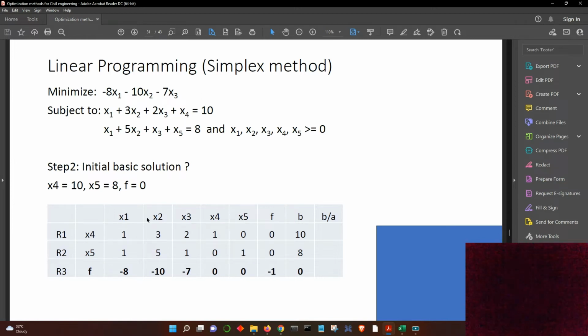Similarly, we have our second equation also: x1 multiplied by 1 plus x2 multiplied by 5 plus x3 plus x4 multiplied by 0 and x5 multiplied by 1, then f multiplied by 0, is equal to 8. Is this clear now, like how we got this particular table? Because if this is clear, then we can go on to Excel and try to solve it. Is this clear?